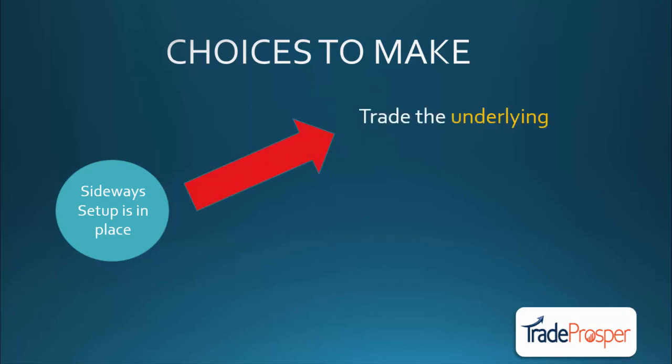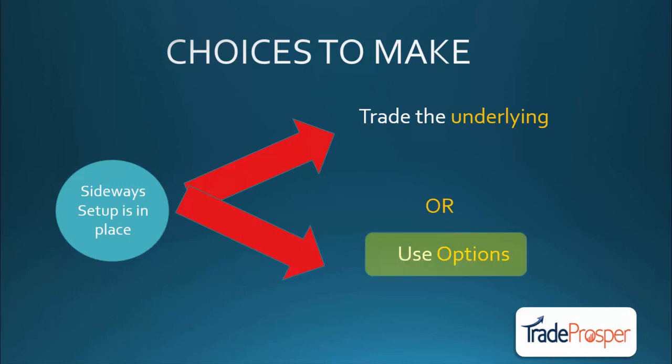Do we trade the underlying and continue the exact way that Mike has shown you up until now? Or alternatively, shall we look at options to perhaps express this trade? Now, in this example, we're going to obviously look at using the options.